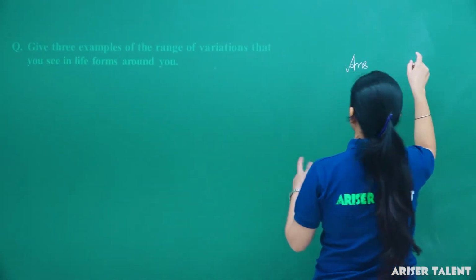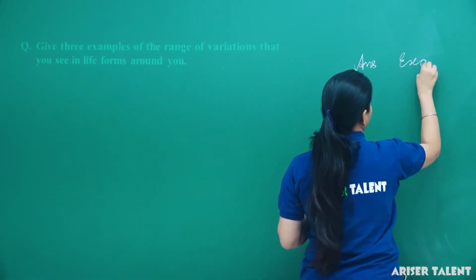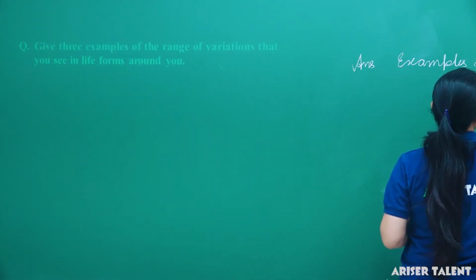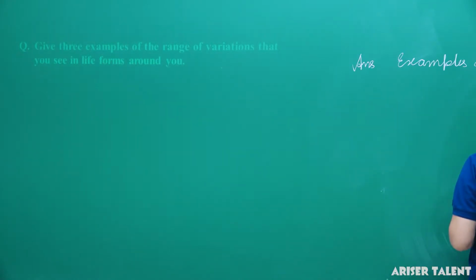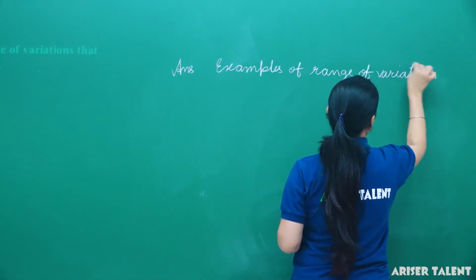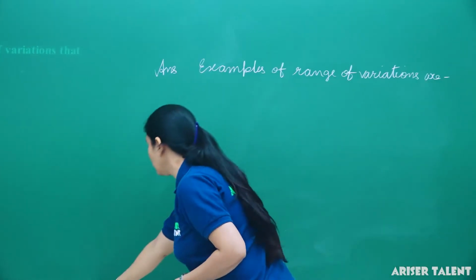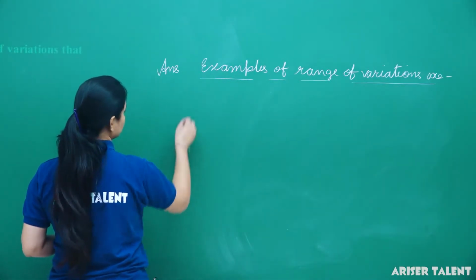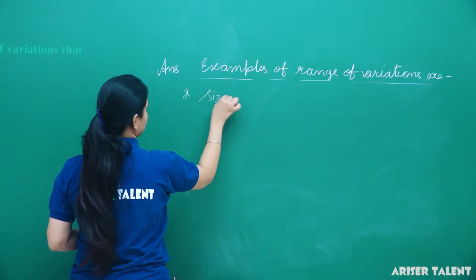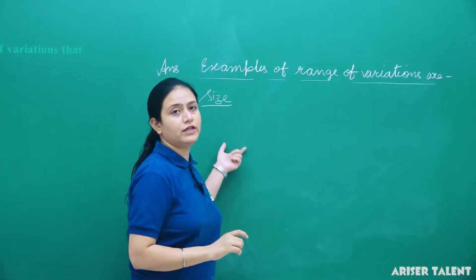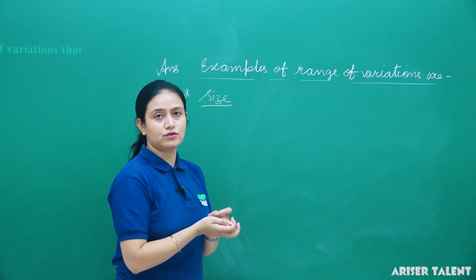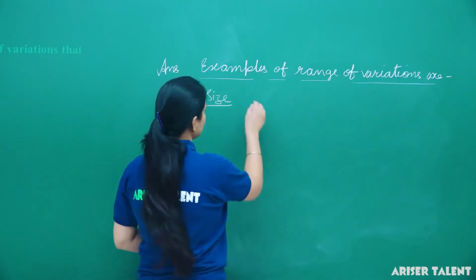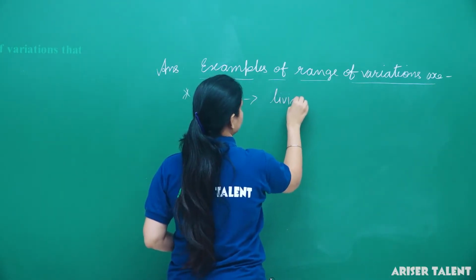Three examples of the range of variations are, first of all, we will talk about size. Different living organisms vary in size. Some are microscopic and some are so large that they are many meters long. They vary in size.